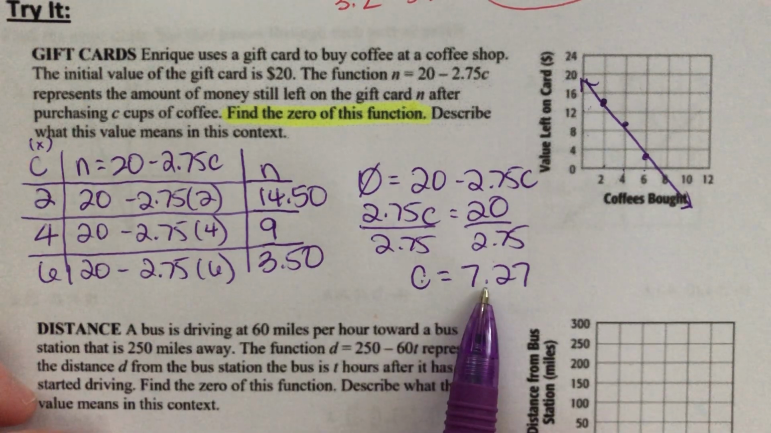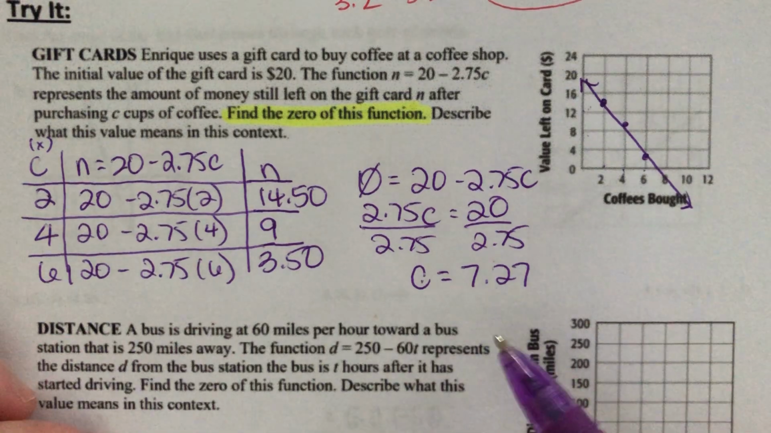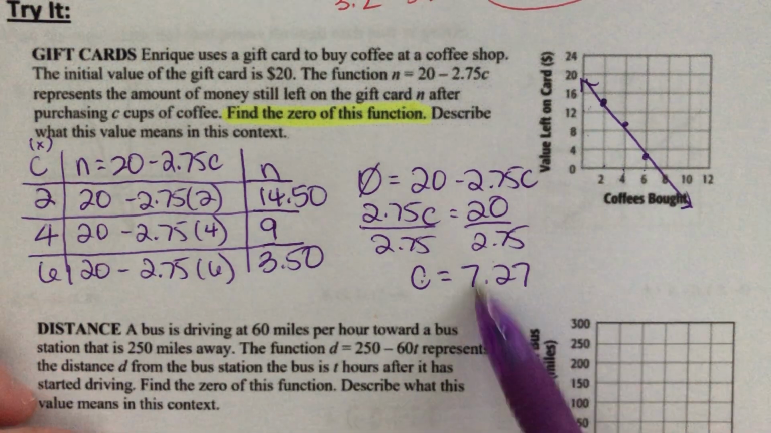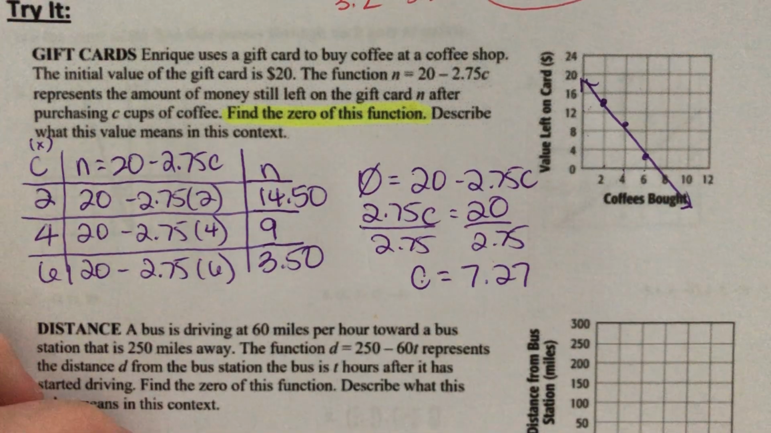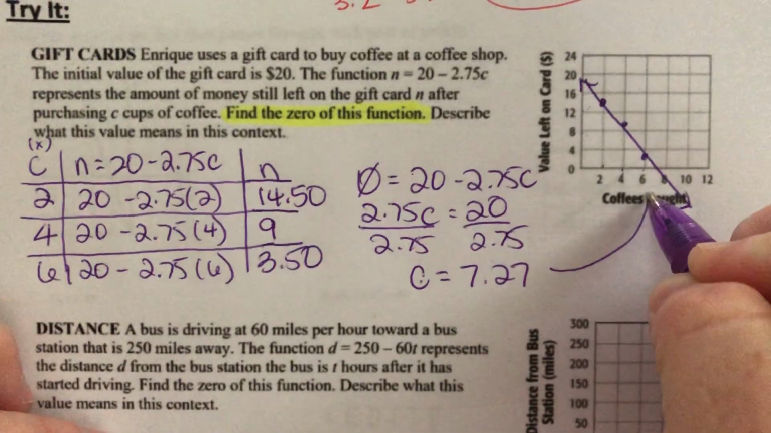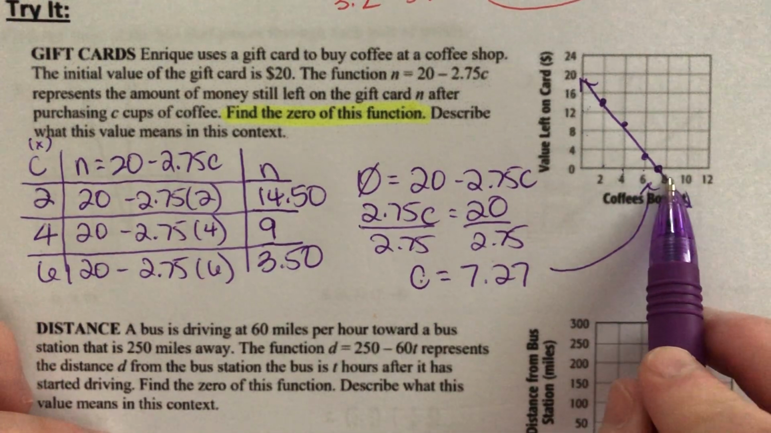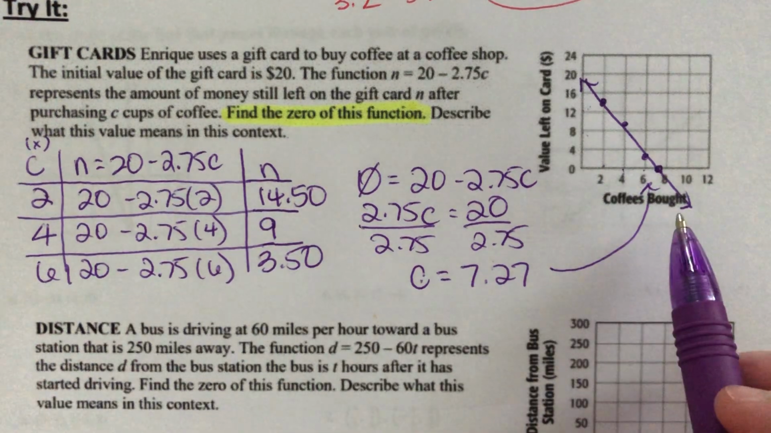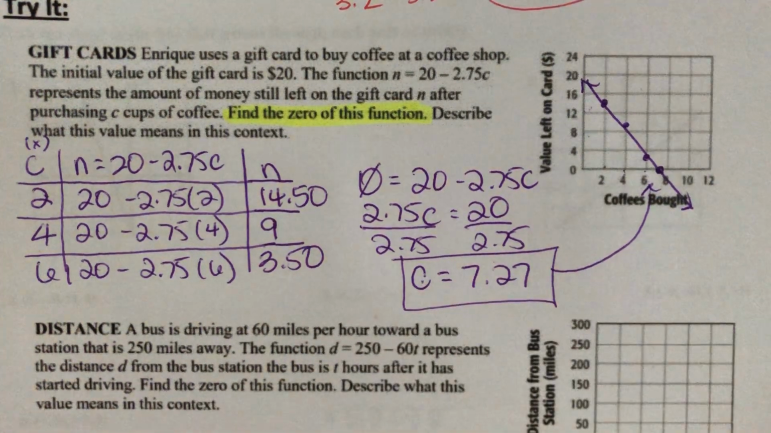This means we bought 7.27 cups of coffee, right? So we bought 7 cups of coffee, and then we had a few cents left on our card. We could have bought 0.27 of another cup of coffee, but that's not how cups of coffee work, right? You can't just pay for a quarter of a cup of coffee, which this looks like our estimate up here, right? Somewhere in between 6 and 8, but closer to 8. 7.27 would be closer to 8, right? So this is our 0, or our solution.